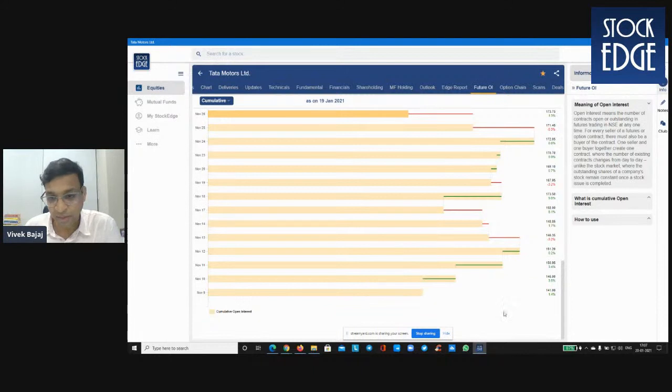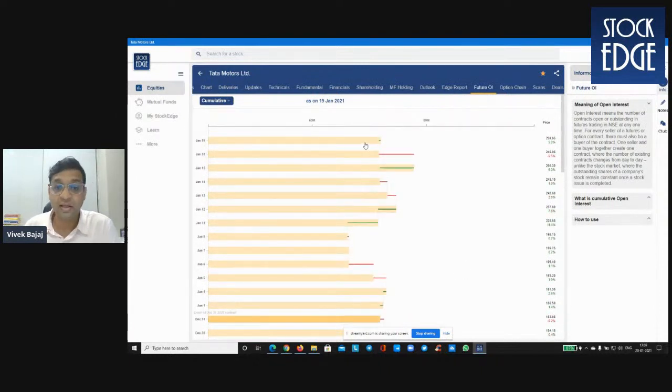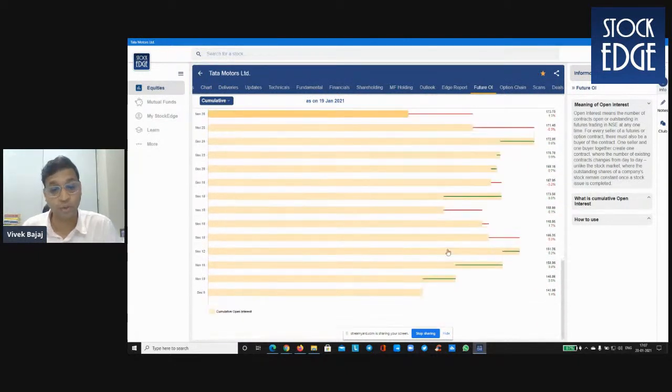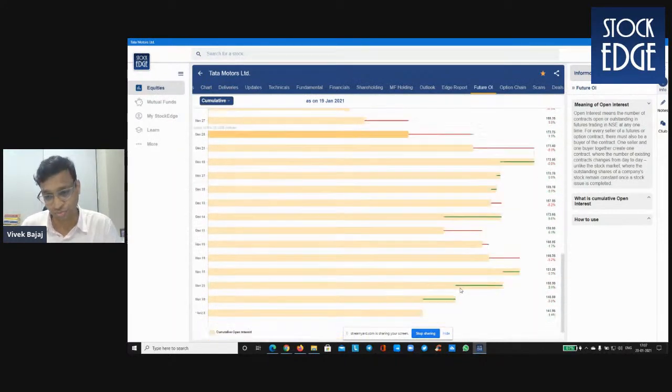Now look at this data. The price of Tata Motors was 141 when open interest was 7 crore 94 lakhs, and the price of Tata Motors is 258 when the open interest is approximately 7 crore 20 lakh. Almost a similar kind of open interest level. In fact, open interest has reduced.